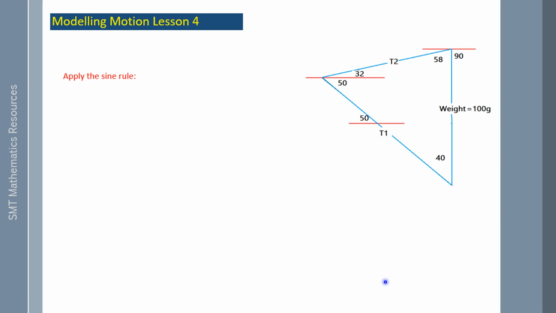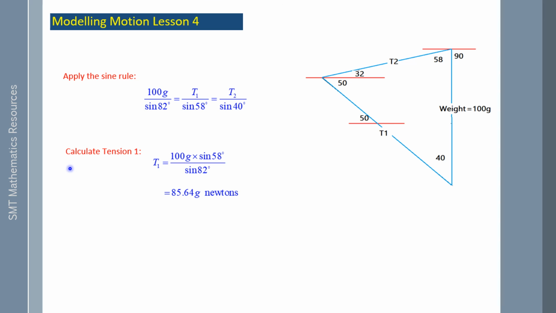Taking that diagram to the next page, we apply the sine rule because I have a magnitude on this side and I have the opposing angle in the triangle, which is 82 degrees. So 100 G over sine 82 equals tension 1 over sine 58, which equals tension 2 over sine 40. Calculate tension 1 first. If I then multiply both sides by sine 58, tension 1 is 85.64 G newtons.